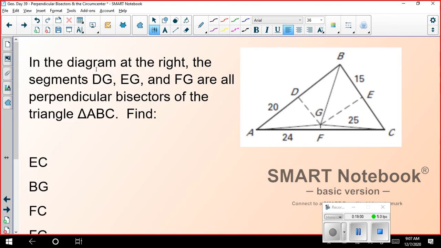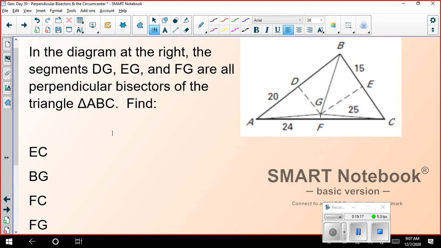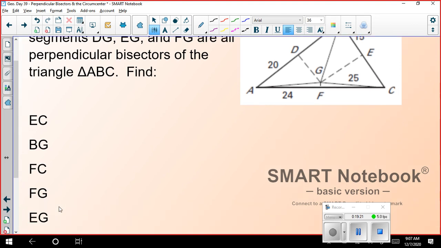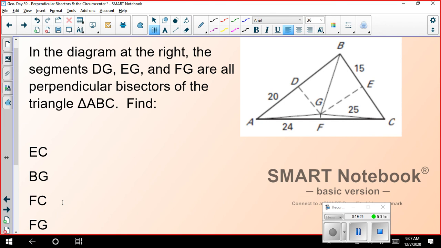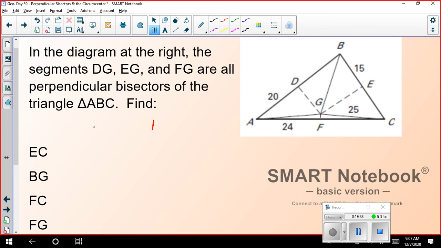In the diagram at the right, the segment DG, EG and FG are all perpendicular bisectors of triangle ABC. Then find EC, BG and FG. Okay, EC, BG, FC, FG and EG. Okay, I'm writing EG here so that you get. Okay, I'll give you like couple of minutes, so think about and try to get these.